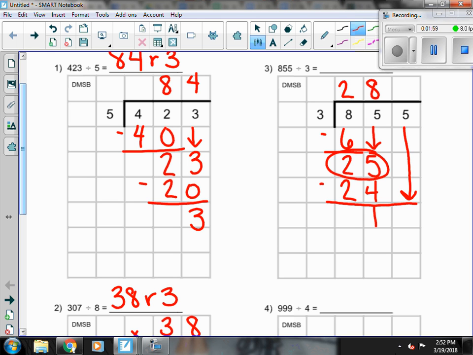And I bring down my 5 to start over with my new number. 3 goes into 15 5 times. 5 times 3 is 15. I subtract and I get 0, so no remainder, and there's nothing else to bring down. So my answer is 285.